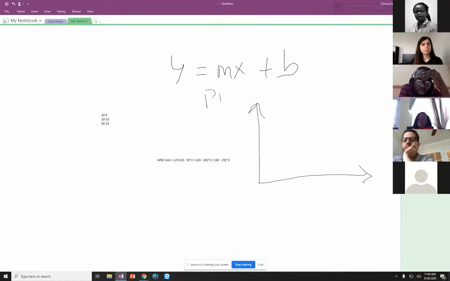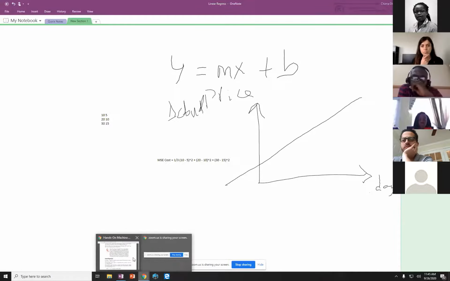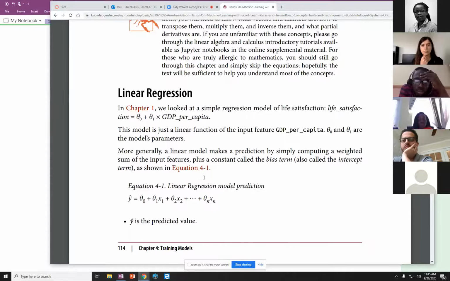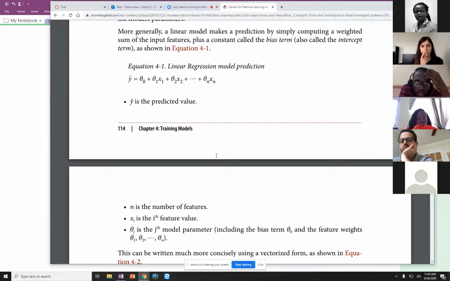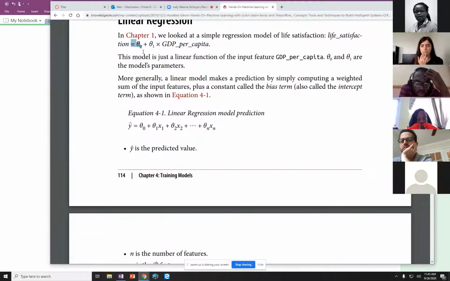Let's say you want to predict the actual price given what day you have. So it'll typically go in this form. He first started off by introducing it with a very simple linear regression problem where theta 0 is your b and theta 1 is your m. Our goal is to find theta 0 and theta 1.